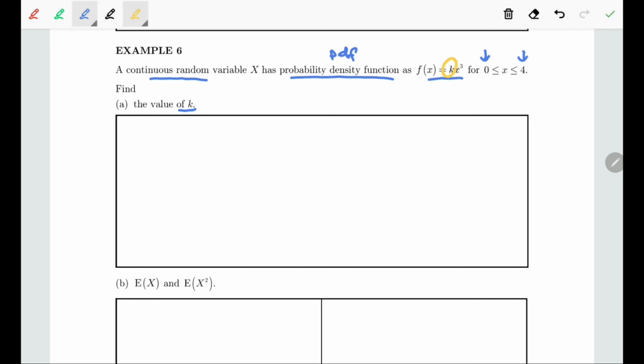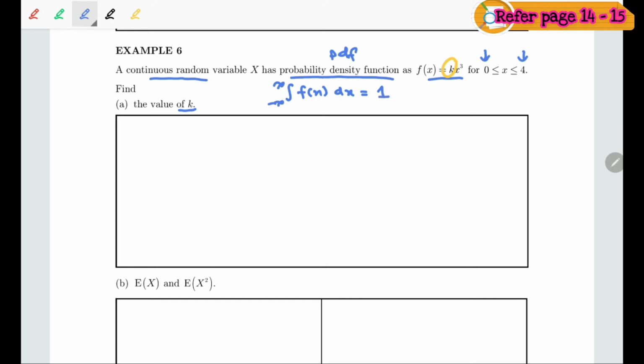Of course, we need to apply the property of a continuous random variable, which is that the integration from the lowest to the uppermost limit must equal 1. So we are going to equate the integration of this function to 1. The only function here is kx cubed. So we have the integral of kx cubed dx from the lowest limit, which is 0, to the uppermost limit, which is 4, and then we equate it to 1. So we're going to solve it.